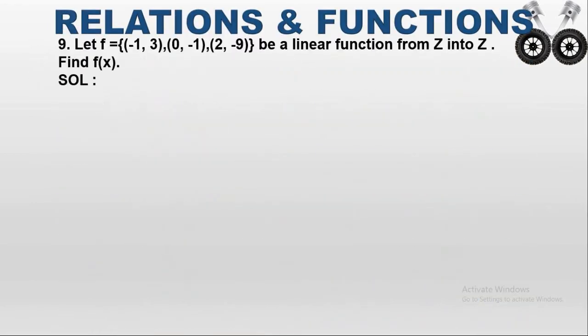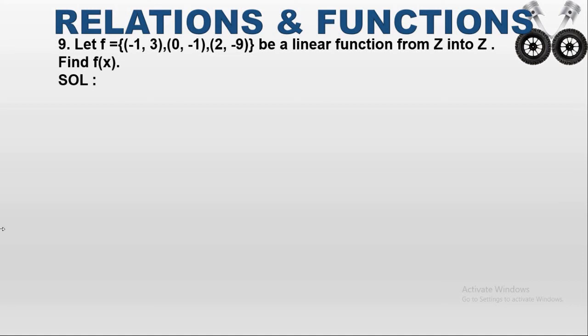Next one is question number 9. Let f equal to the set of all (minus 1, 3), (0, minus 1), (2, minus 9) be a linear function from Z into Z. Find f of x. So what is the problem given here? F is the function, that is a linear function. Linear function means it is a straight line. So what is the formula for linear function? F of x equals ax plus b, and one condition is there, a is not equal to 0.